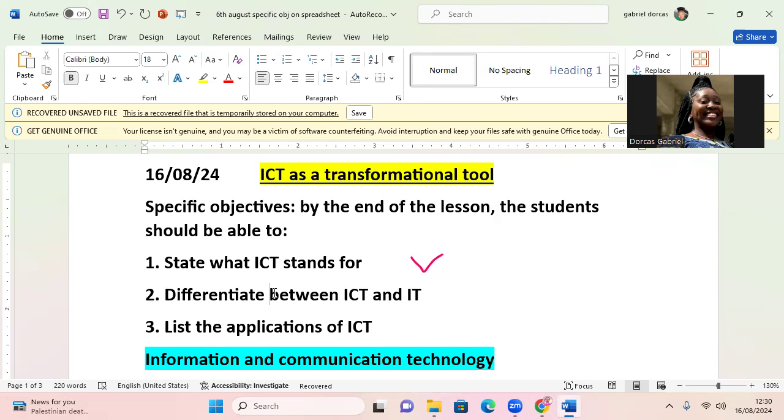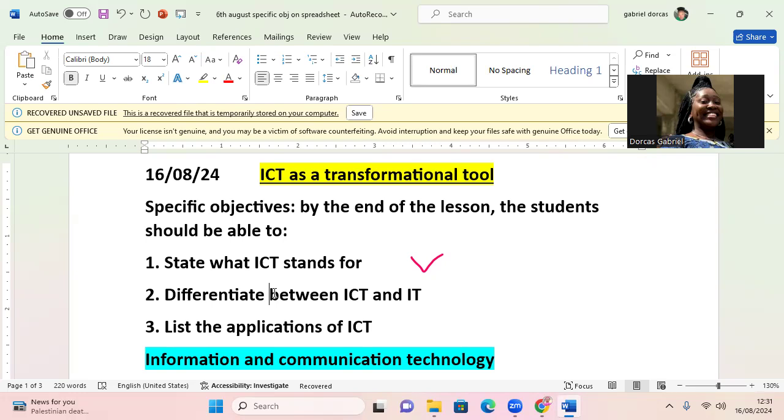Just like sometimes we don't know how to differentiate between a system unit and a CPU. Some people will call the CPU the system unit. It's not so. Even in some textbooks I've read, the CPU is not the system unit. The CPU is a small silicon chip, the processor that serves as the brain of the computer, and it is situated inside the system unit, while the system unit is the computer casing. So they are two different things. The same way, ICT and IT are two different terminologies, and in this class we're going to be looking at both.